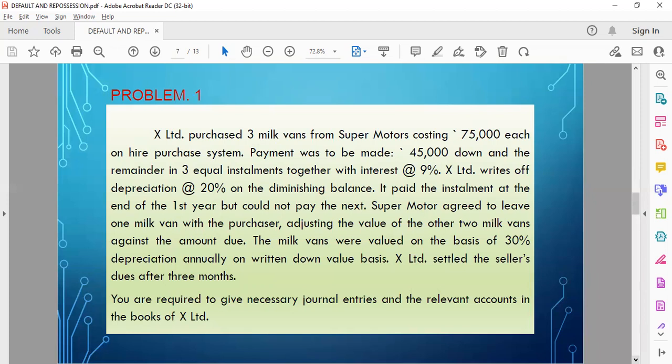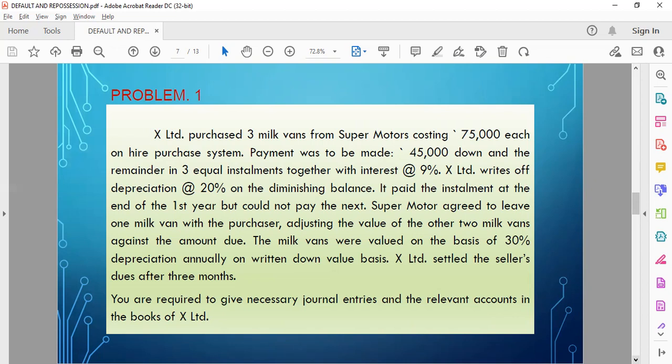X Limited purchased 3 milk vans from Super Motors costing 75,000 each on hire purchase system. Payment was to be made: rupees 45,000 down and the remainder in 3 equal installments together with interest at the rate of 9%.